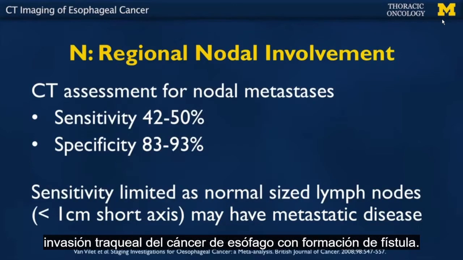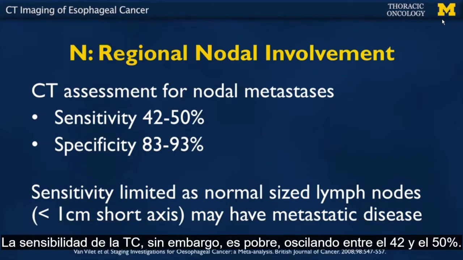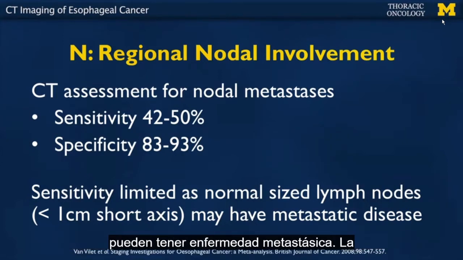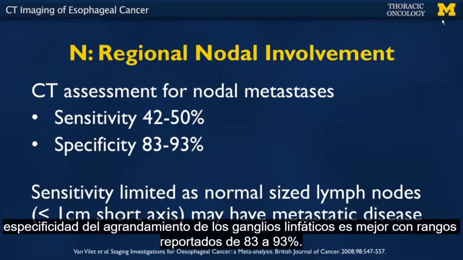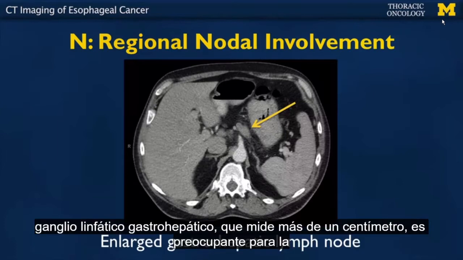CT can be used to assess for regional lymph node involvement, or N stage. The sensitivity of CT, however, is poor, ranging between 42 and 50%. And this is due to the fact that normal-sized lymph nodes may have metastatic disease. Specificity of lymph node enlargement is better, with reported ranges of 83 to 93%. An example of regional lymph node involvement. This gastrohepatic lymph node, measuring greater than 1 centimeter, is concerning for regional lymph node involvement in this patient with a distal esophageal cancer.